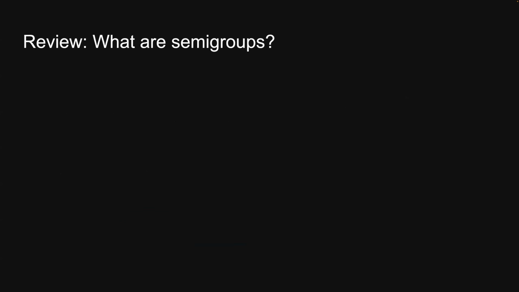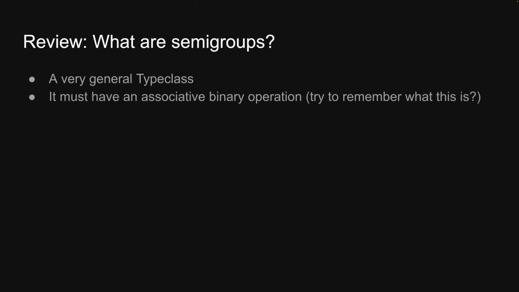All right. So what are semigroups? This is going back to two weeks ago. We talked a little bit about what they are. They are very generic type classes that are even higher than normal type classes. They have to have this associative binary operation. And does anybody remember what that associative binary operation looks like?